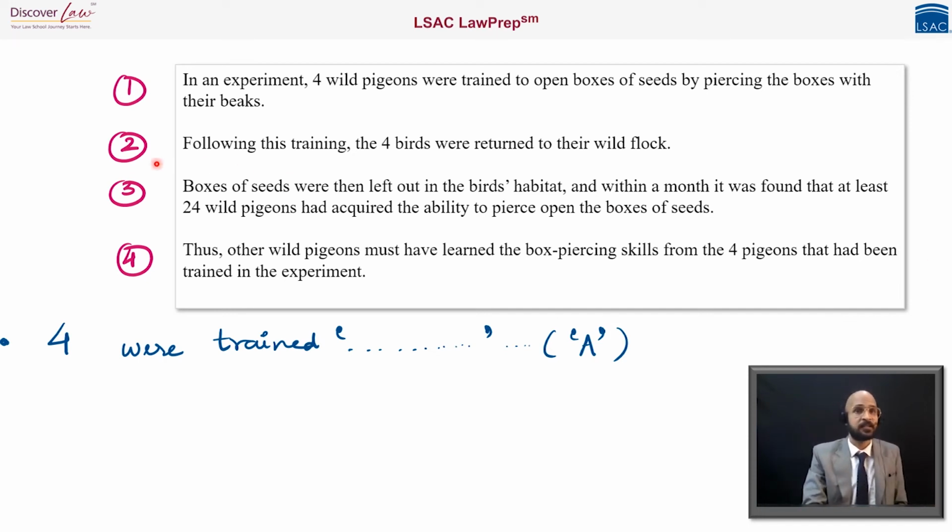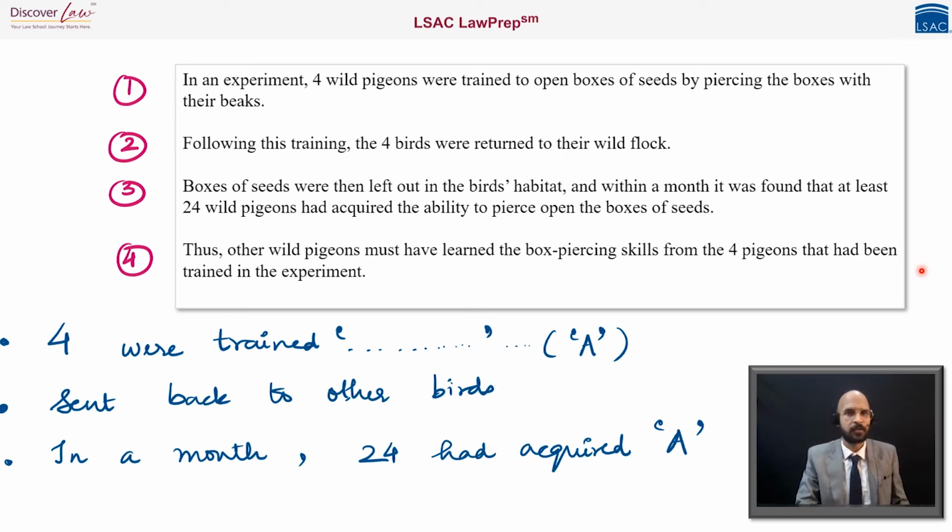Then the second sentence, following this training, the 4 birds were returned back to their wild flock. Okay. Third sentence, the boxes of seeds were then left out in the birds' habitat, and within a month it was found that at least 24 wild pigeons had acquired the ability to pierce open the box of seeds.